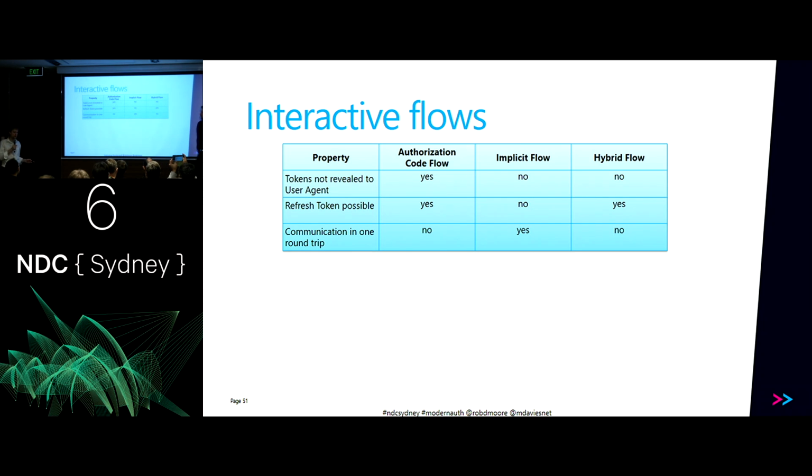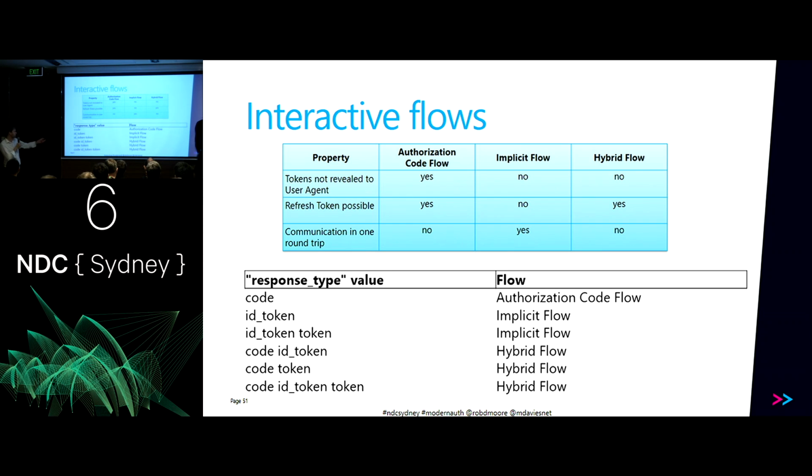Now, if you cast your mind back to when we showed the authorization endpoint, there was one parameter that we had to pass in that initial redirect called response type. The response type value determines which flow that you're using. So if the value is code, you're using the authorization code flow. If the value is ID token or ID token and token, you're using the implicit flow. And if it's a combination, then you're using the hybrid flow.